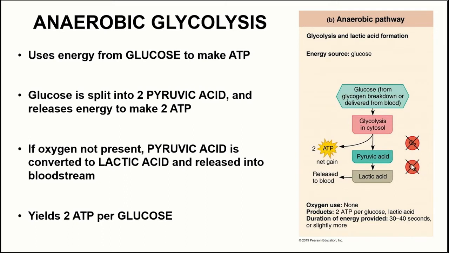So if oxygen continues to not be present, so for example, when our muscles are contracting so forcefully that blood flow is momentarily cut off from certain parts of that muscle, those 2 molecules of pyruvic acid will be converted into a waste product called lactic acid. Now, lactic acid is then released into the bloodstream, and the liver takes this lactic acid and converts it back into pyruvic acid, and then this pyruvic acid can be converted back into glucose within the liver.